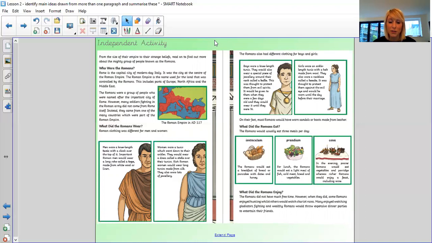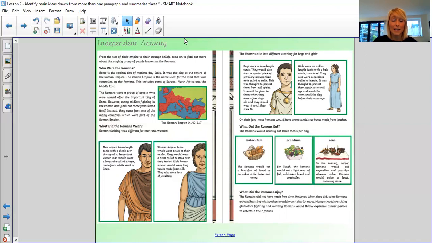What did the Romans enjoy? The Romans did not have much free time. However, when they did, some Romans enjoyed hunting, whilst others would watch chariot races. Many enjoyed watching gladiators fighting, and wealthy Romans would throw expensive dinner parties to entertain their friends.